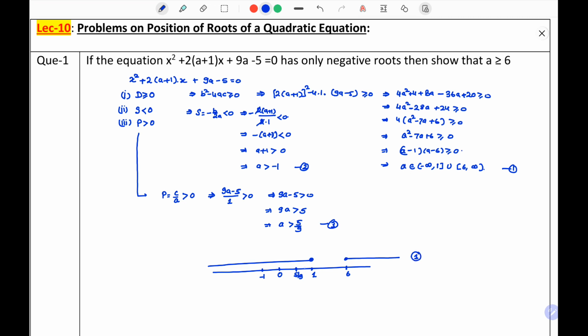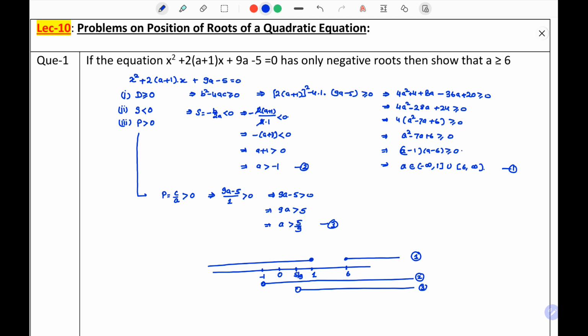From equation 2, a is greater than minus 1. So the second equation gives the solution from minus 1, because minus 1 is not included. This is from equation 2. And from third equation, a is greater than 5 by 9. So it is 5 by 9, and 5 by 9 is not included. So these are the solutions for equation third.